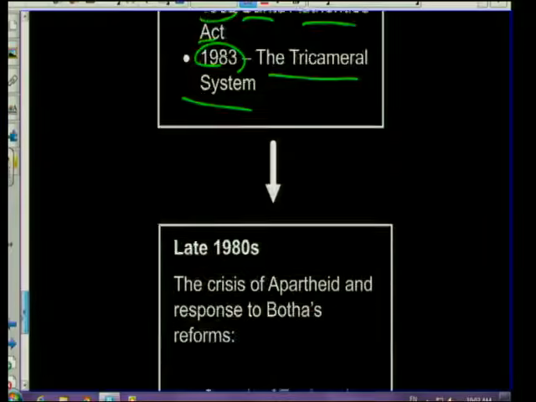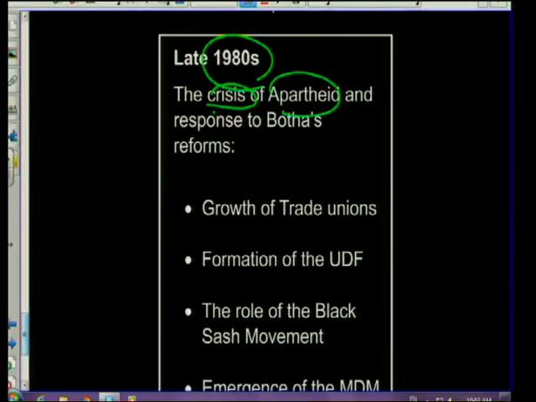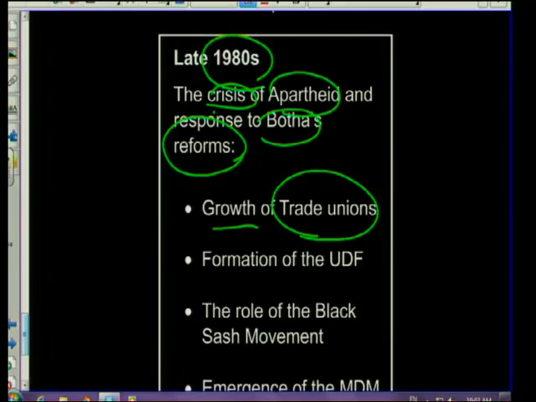If we move on, we're looking at the late 1980s, very, very important for your extended writing question, the crisis of apartheid and the response to Botha's reforms. With this came the growth of trade unions, then the formation of the UDF, actually the United Democratic Front. You would find that there are abbreviations which I've put in the flowchart, but I will go through it with you in some detail.